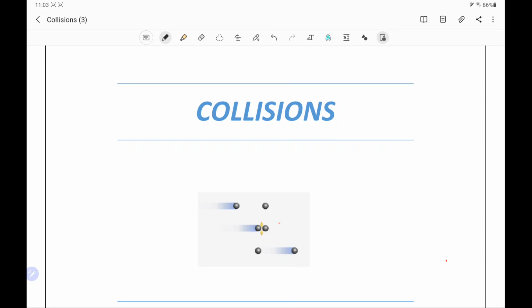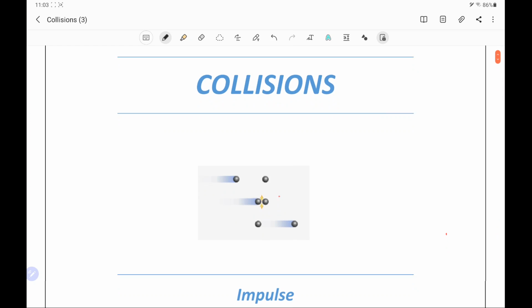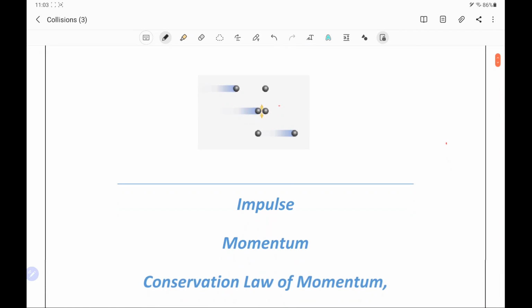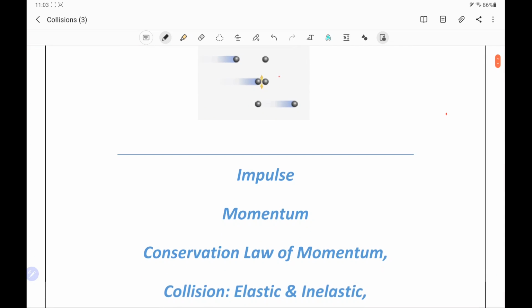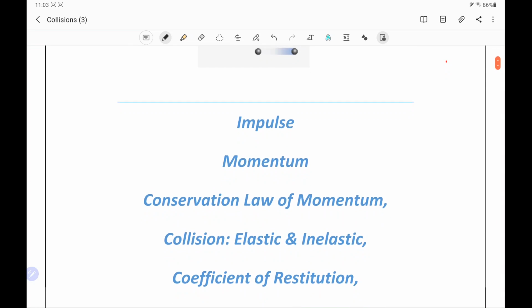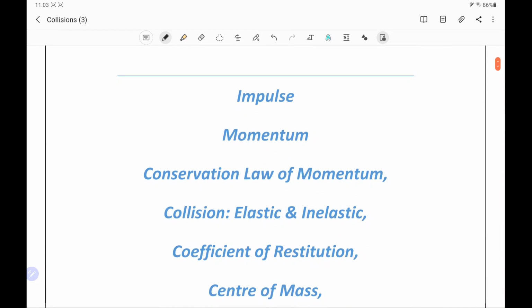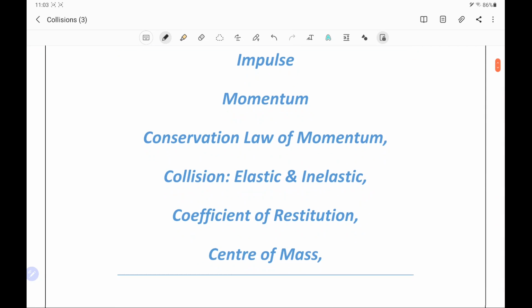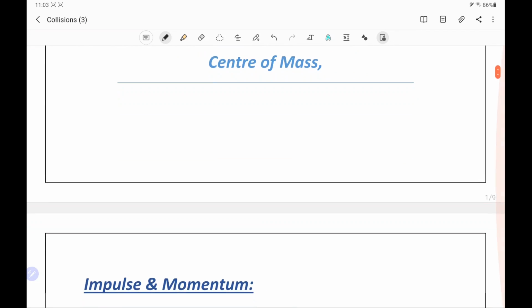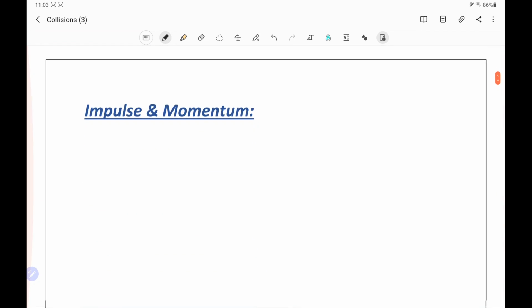Hello. Today we are starting the new chapter, that is collisions. In this chapter, we will discuss some key topics like impulse, momentum, conservation law of momentum, and collisions, in which we will discuss the elastic and the inelastic collisions, coefficient of restitution, and the center of mass. So we start this chapter with the topic impulse and momentum.